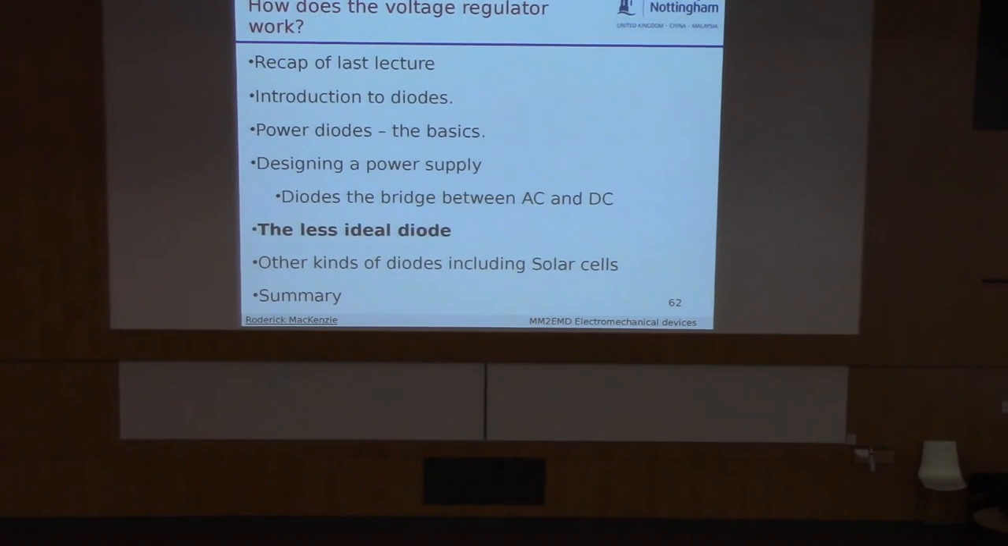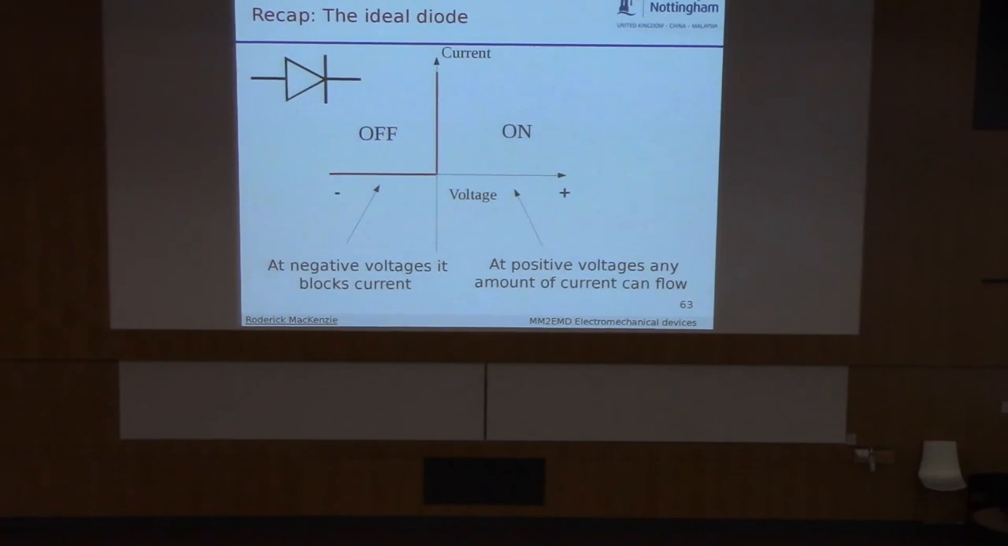Okay, so now let's look at the less ideal diode. So this was the ideal diode we looked at, and effectively it was off or on. Okay, so it's absolutely on or off. But anything in the real world has resistance. So if you measure your own body, you're going to have a resistance. If you measure the resistance of any electrical component, it's going to have some resistance.